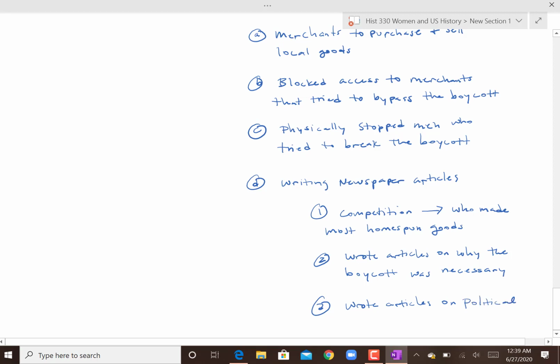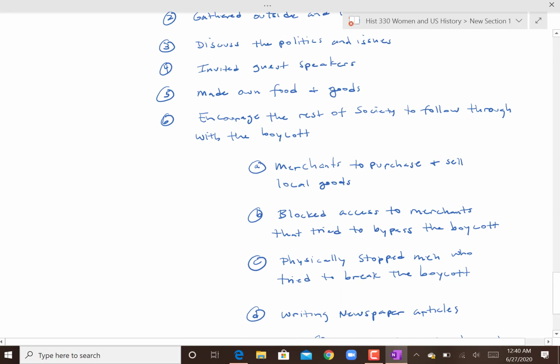If they had not done these things, there's no way, like I said, that the boycotts would have been successful. Women were essential to that, and they didn't just say, okay, fine, we won't buy British goods. They were active participants in the boycotts, and by far the most important participants in the boycott. And then on top of it, made sure the rest of the colonial society followed the boycott. So this is a huge pre-Revolutionary War component of how women were involved in the political realm.